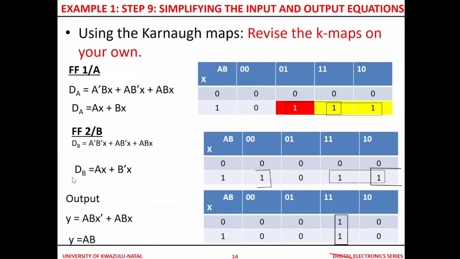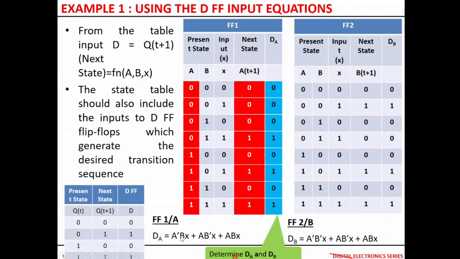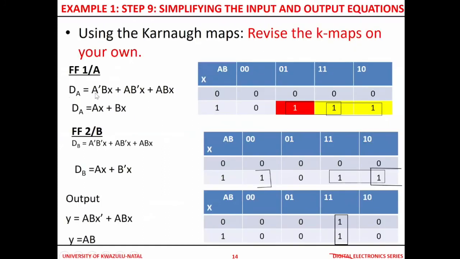I will repeat that. There was no volume. I'll repeat that. It was on mute. He asked, we've got 2 equations. Let me start with flip-flop A. DA is the equation we came with from here. We need to minimize that equation. There are 2 ways. You can use the Boolean equations, or you can use the K-map.